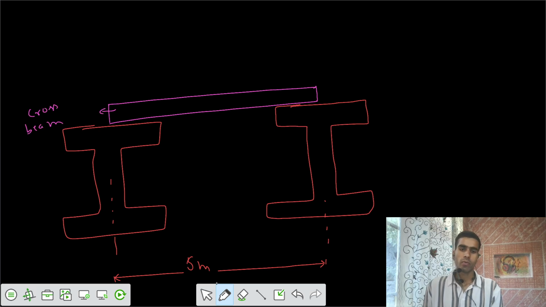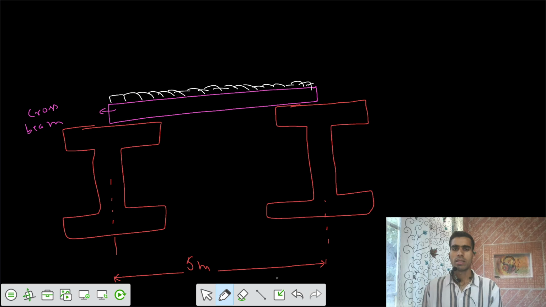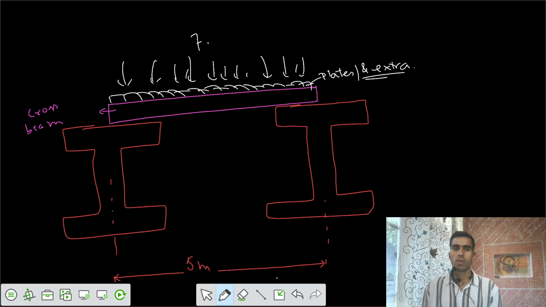And on the top we are having some deck plates and that extra part. Let's say we are having some panels, deck plates or something like that. We don't care about that. We are having loading on that top. Let's say the loading is 7.5 kilonewton per meter square.